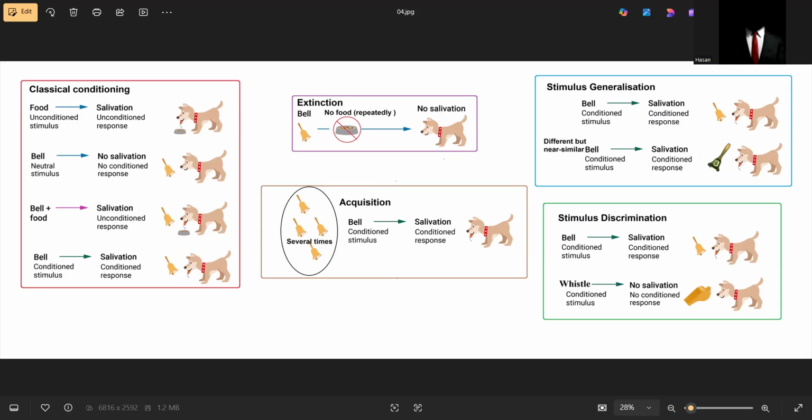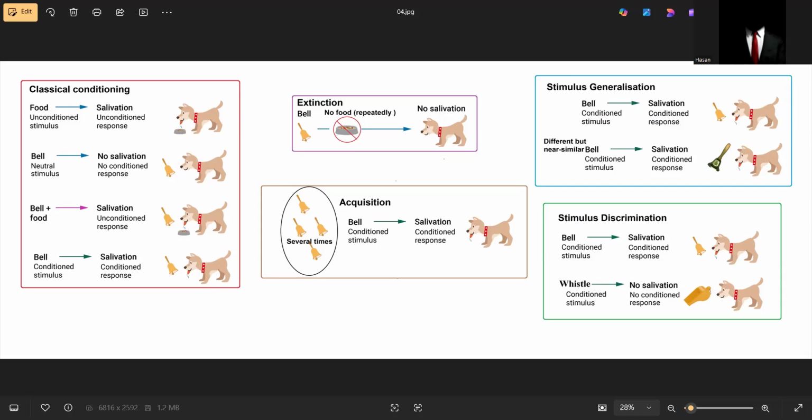Before conditioning, ringing a bell, which is a conditioned stimulus, doesn't produce salivation in the dog. Here, the bell is a stimulus that doesn't produce any response in a dog. However, if the bell is accompanied by food, the dog starts salivating.